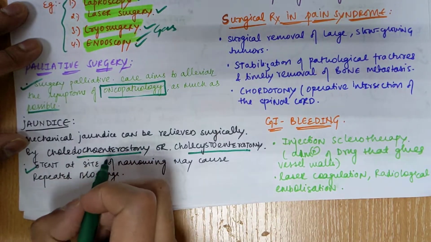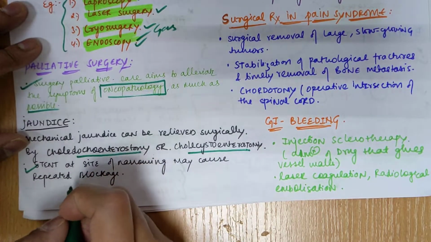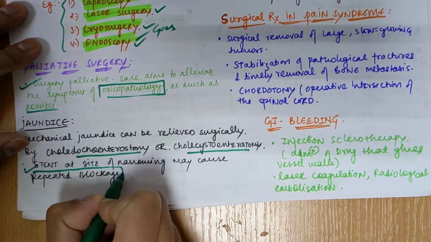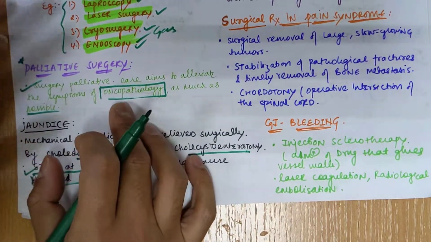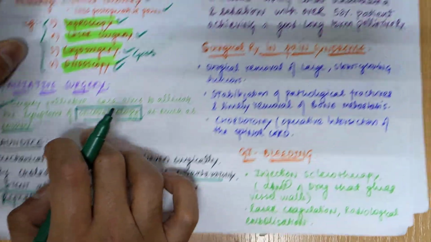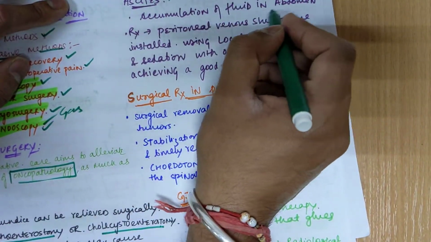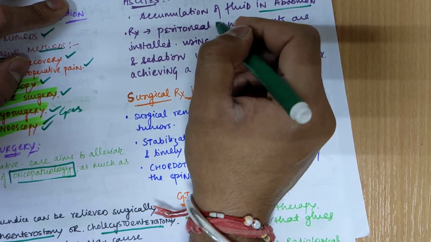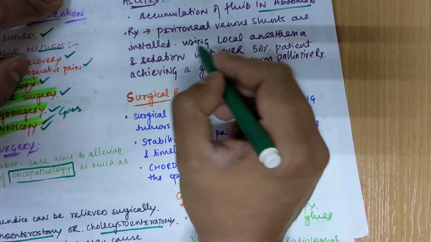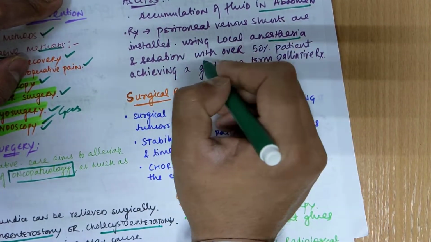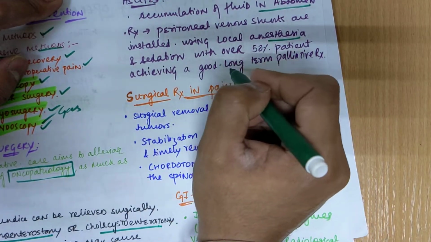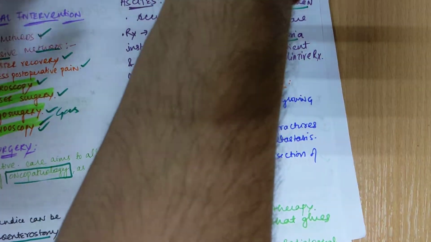And a stent can also be a treatment, but it can cause repetitive blockage. So stenting is not the permanent solution. Now ascites means accumulation of fluid in the abdomen. For that we use peritoneovenous shunts, which are installed using local anesthesia, with over 50% of patients achieving a good long palliative effect.